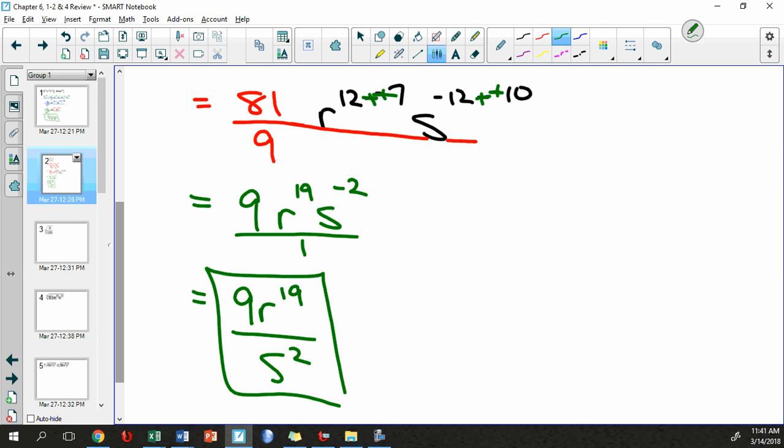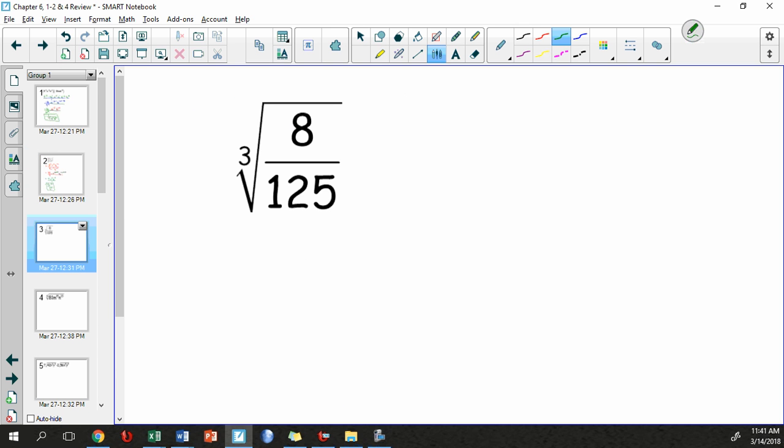We all good? All right, moving right along. So what should I do with these two, numerator and denominator? What should I do? Break them apart, divorce them, right? So this is the cube root of 8 over the cube root of 125, correct?